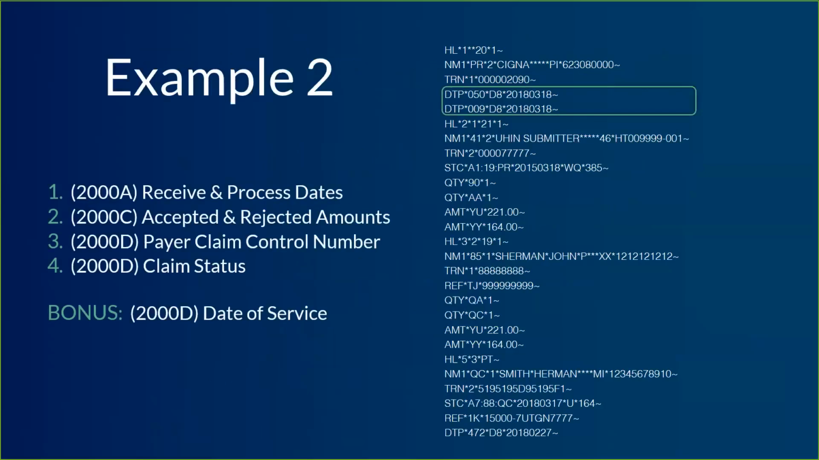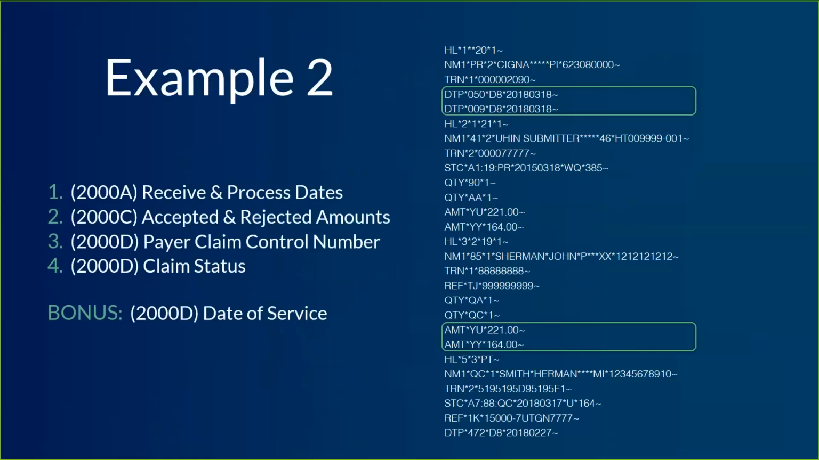The 2000C accepted and rejected amounts. So I know that's going to be after the third HL. So I'm going to look in between the third and the fourth one. That's just kind of my general zone. And I'm looking for the AMT segments right here.